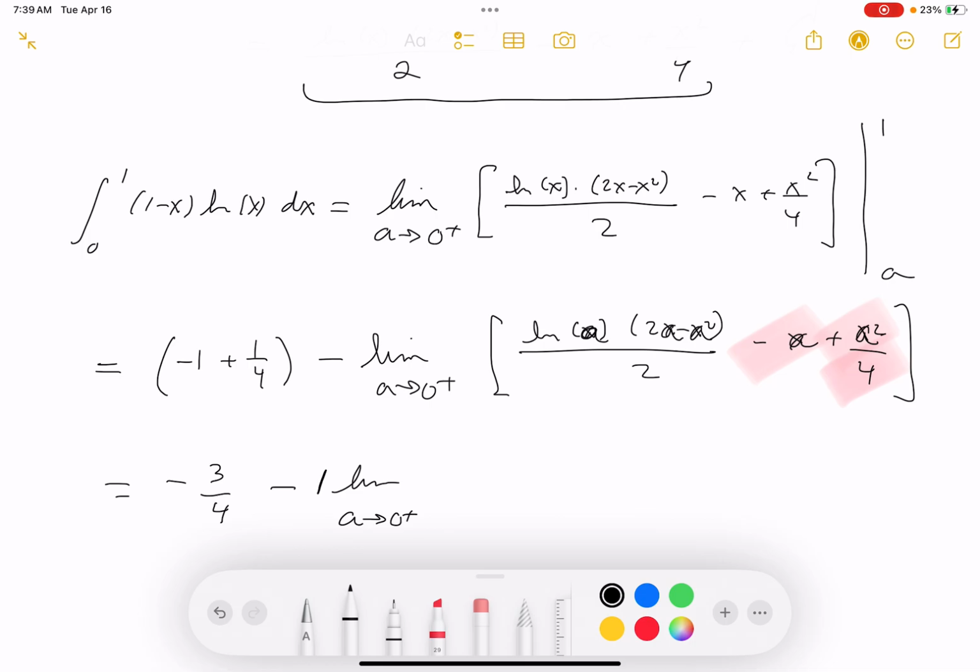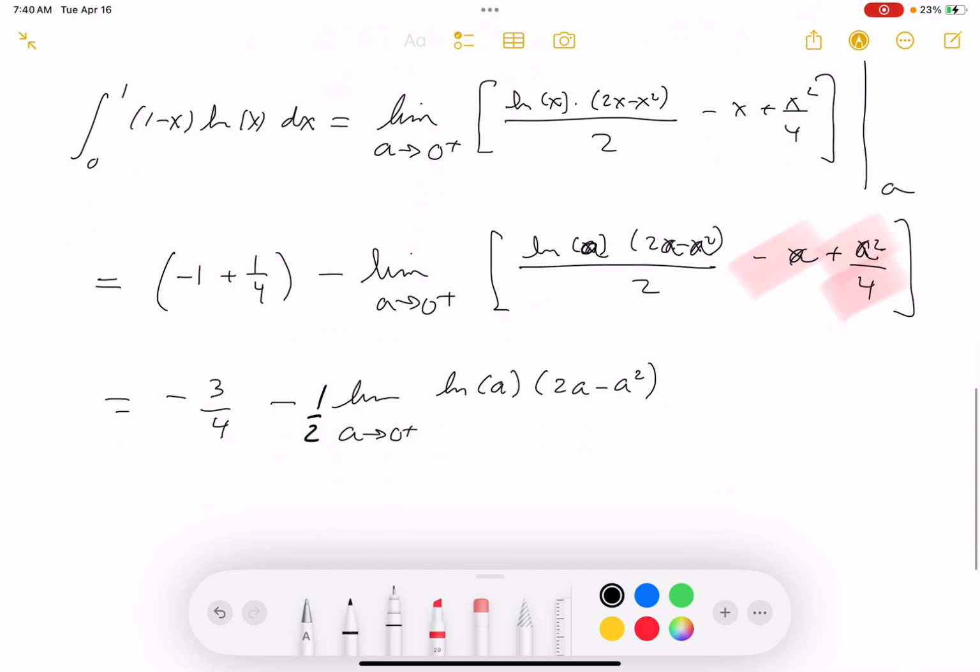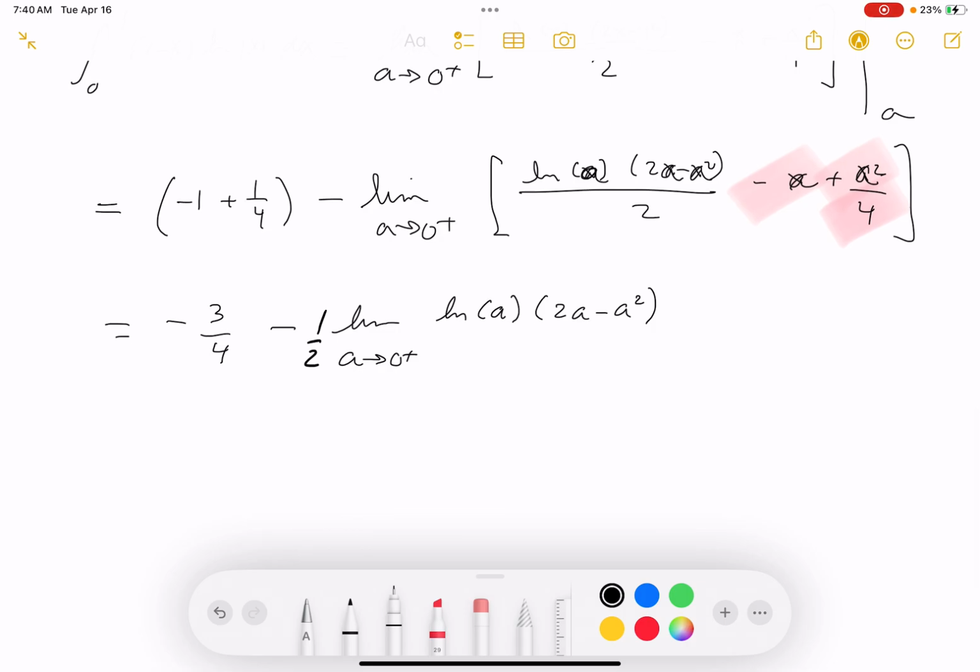And I can pull a half out. And then what are you going to get over here? The natural log of a, and then it's going to be 2a minus a squared. All right? Now again, looking at it, as a goes towards 0, we have a competition in indeterminate form: this will be going to minus infinity and this will be going to 0. So we have an indeterminate form.